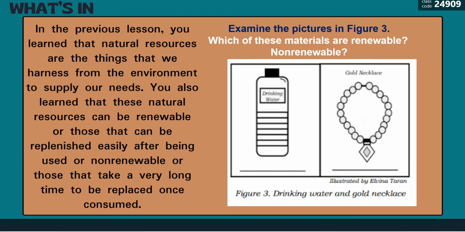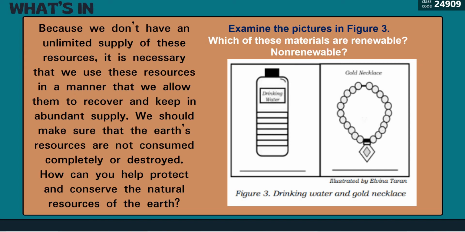Okay, looking at figure 3, which is renewable and which is non-renewable. Drinking water is renewable and gold necklace is non-renewable. Because we have a limited supply of these resources, it is necessary that we use these resources in a manner that we allow them to recover and keep in abundant supply. We should make sure that the Earth's resources are not consumed completely or destroyed. How can you help protect and conserve the natural resources of the Earth?